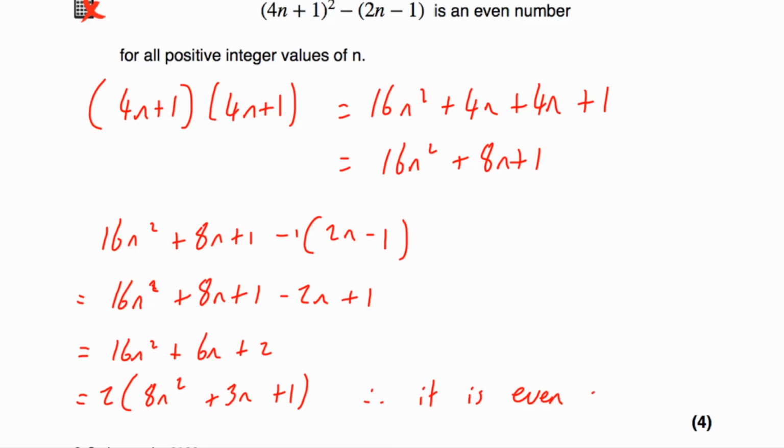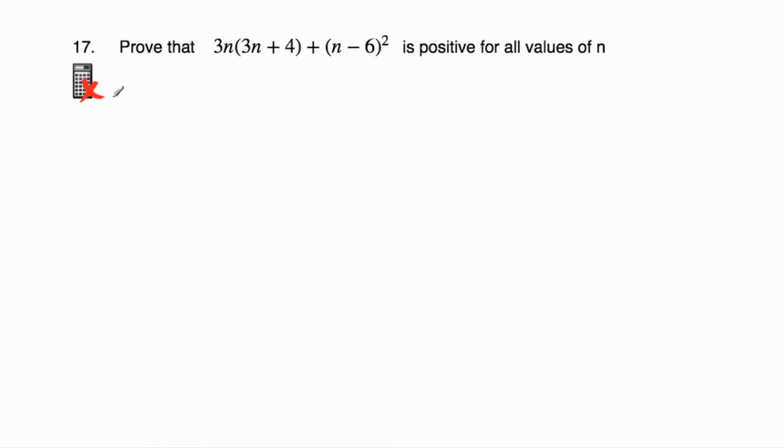Okay, let's have a look at our next question. Let's have a look at question number 17. We've been asked to prove that 3n brackets 3n plus 4 close brackets plus (n minus 6) squared is positive for all values of n. So let's expand and simplify this and see what we get.